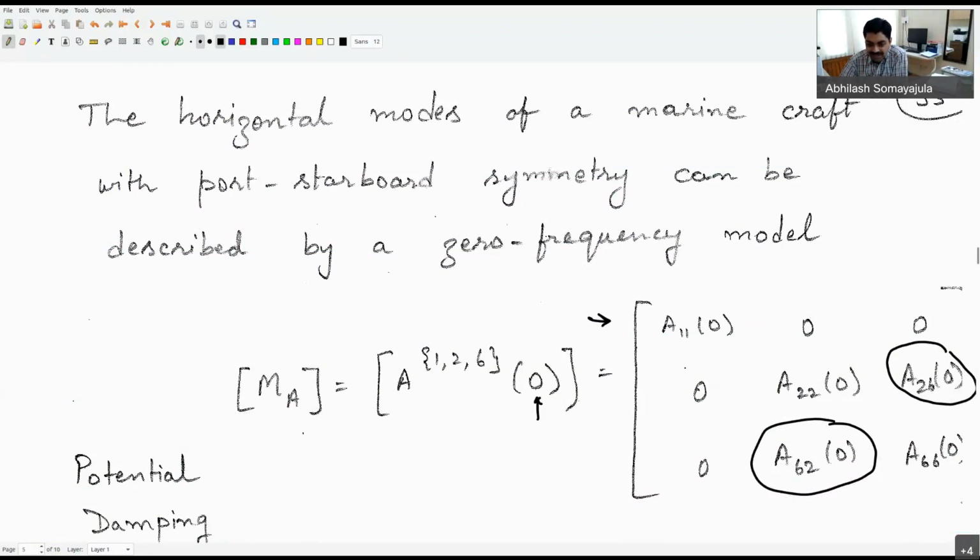And you'll typically see that surge and sway and yaw are not really coupled. So these values may not be exactly 0, but they'll be pretty close to 0 in a real computation. So you can as well ignore them. It won't change your dynamics by a significant amount. But you can't ignore these cross terms, A62 and A26. They do need to be included. That is the idea. Okay? I hope I'm making sense now.